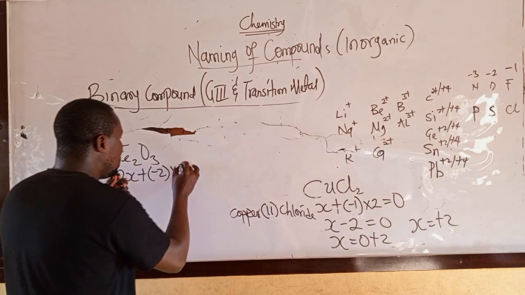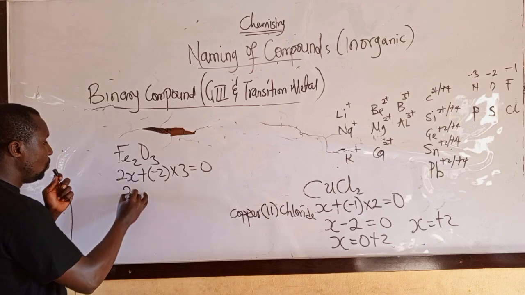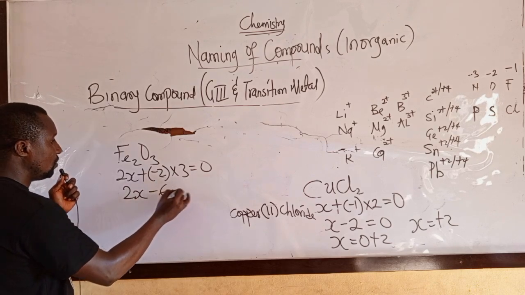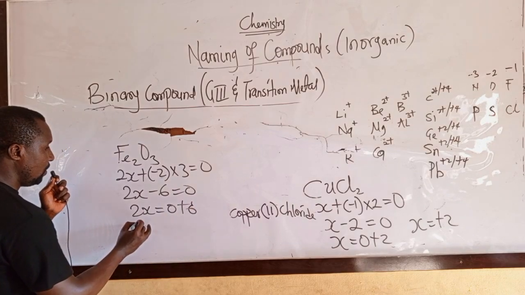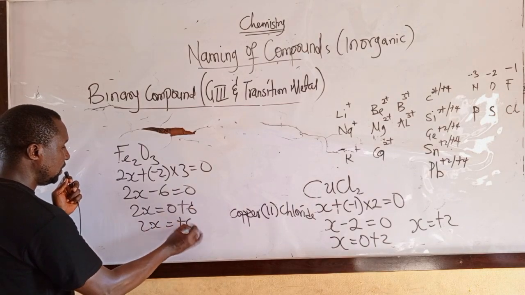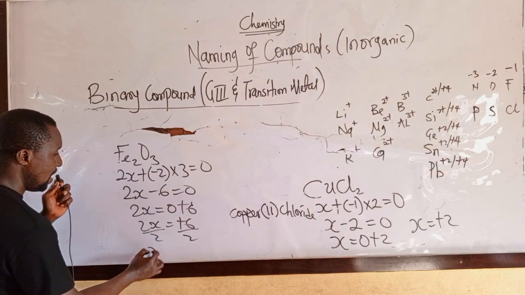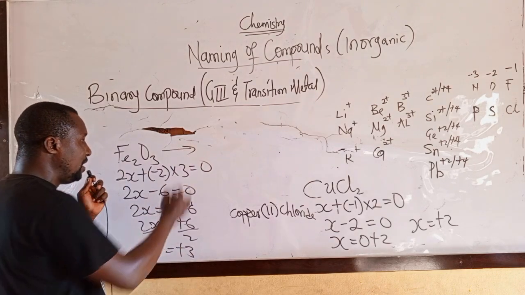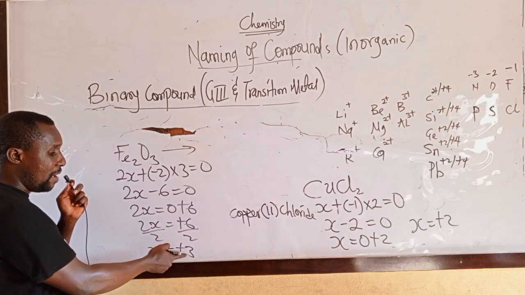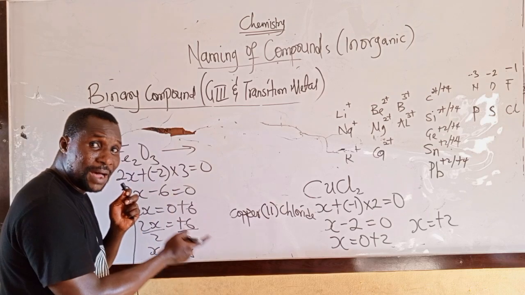-2 times what? 3. Everything equal to 0. You have 2x, everything minus 6 equal to 0. You have 2x equal to 0 plus 6. You have 2x equal to +6. Divide both sides by 2. You have x equal to +3. The oxidation number of iron is +3. Then what will be the name? Indicate the oxidation number of iron using Roman numerals.